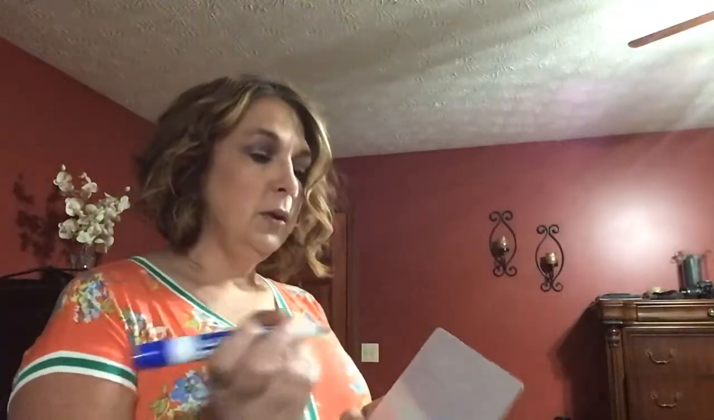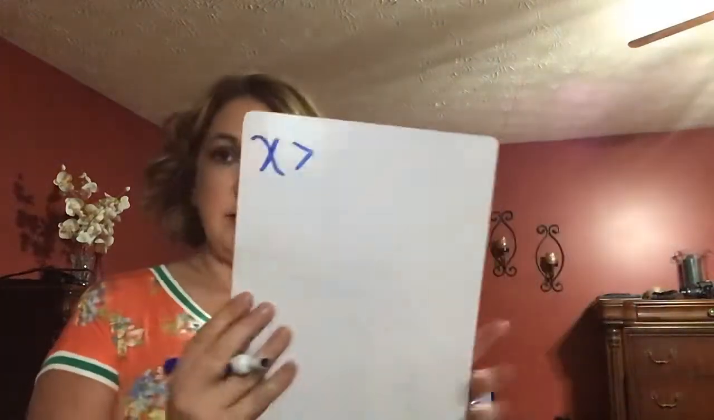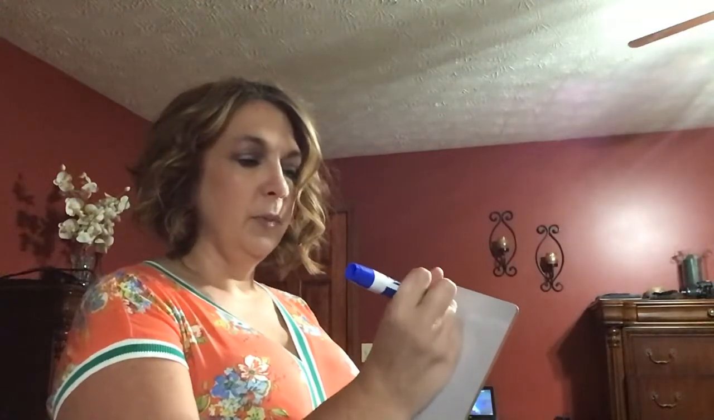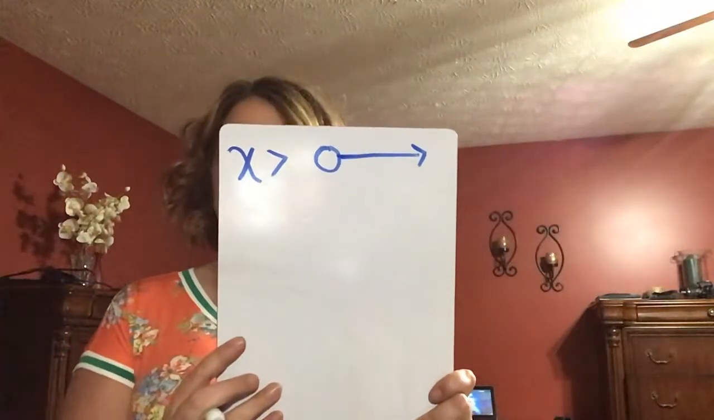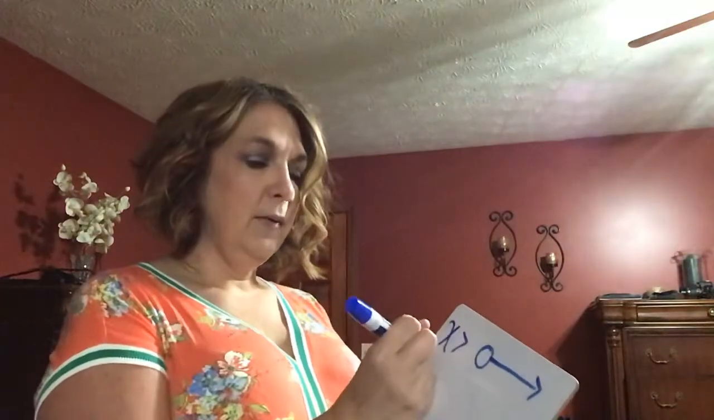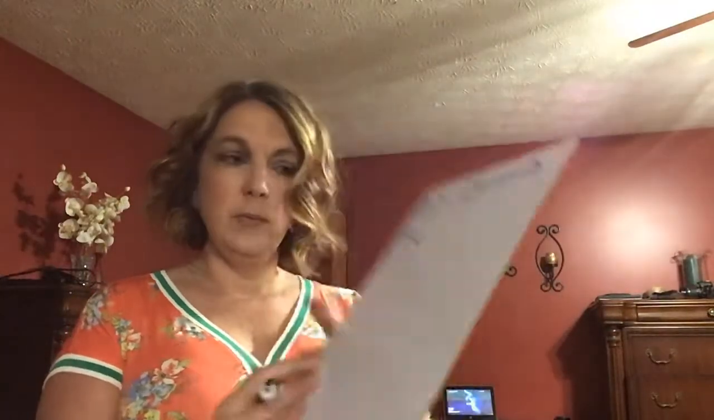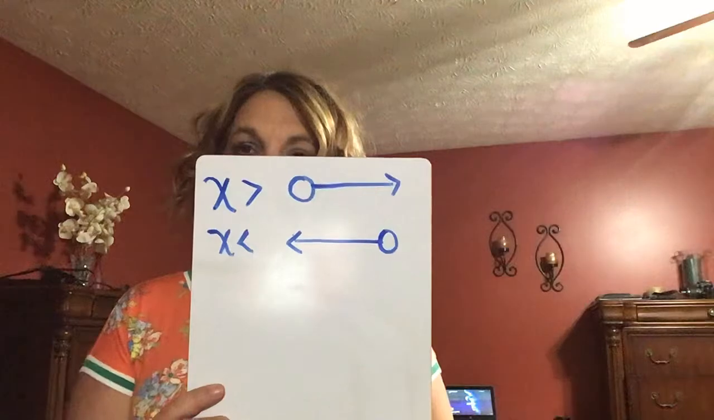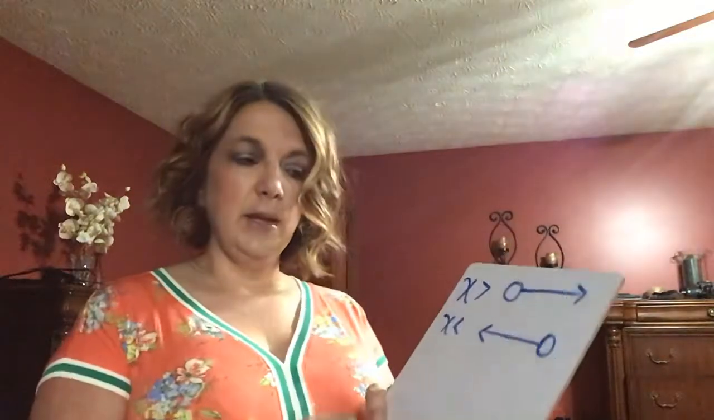When we have x is greater than something, you're going to have an open circle with a line that goes that way. If we have x or any variable less than something, we're going to have an open circle with a line going the other way. Less left, great right.